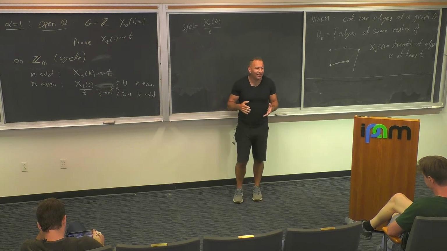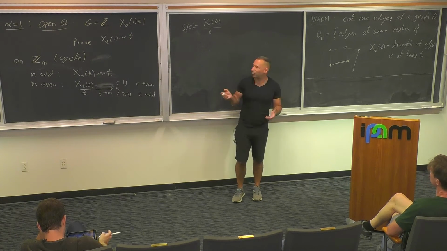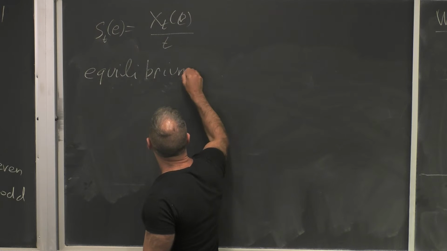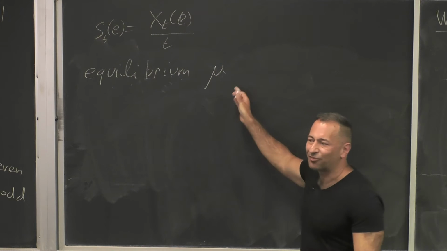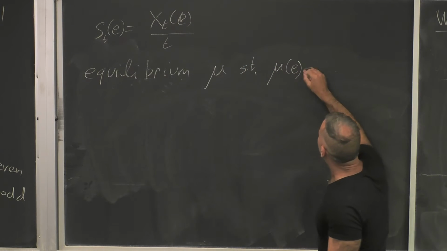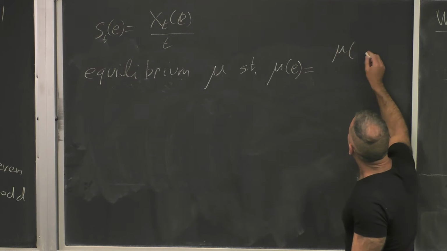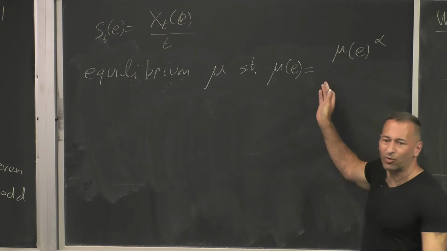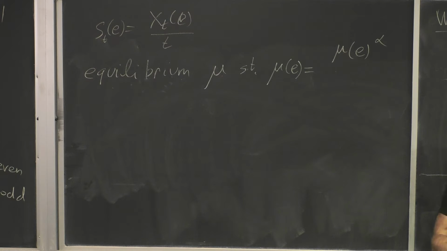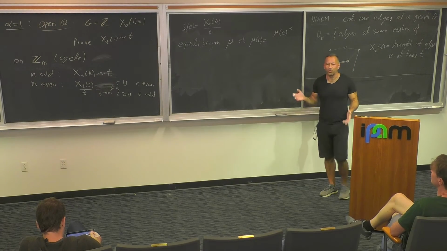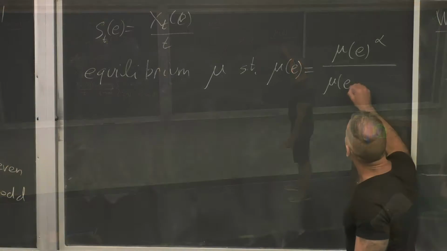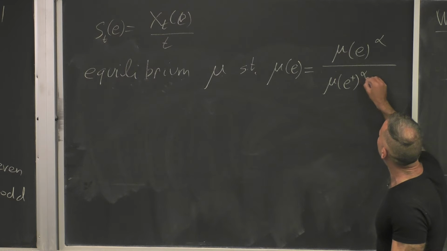And then you can say, well, what is the set of equilibria? You find that you have an equilibrium. An equilibrium is some set of strengths mu, such that mu of E is equal to mu of E to the power alpha, divided by something. It should be equal to the rate at which it is reinforced. So you want every color, or every edge, to be reinforced at a rate given by its current strength, and then the strengths don't change overall.